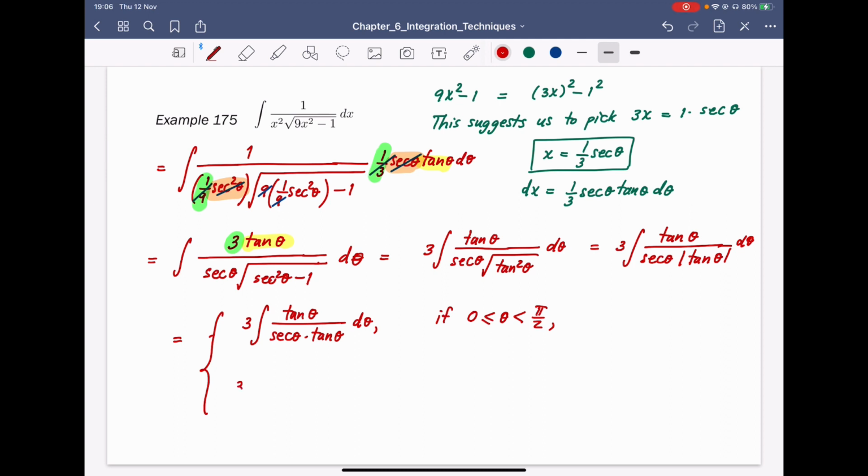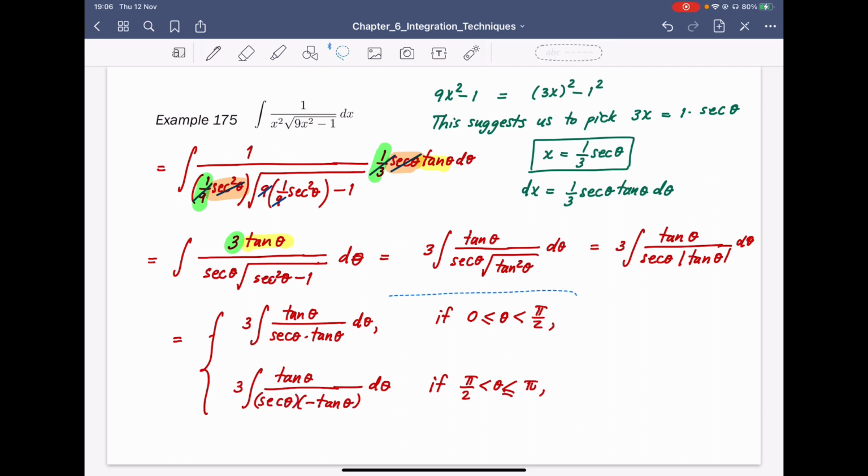Well, the second case, if you have theta that is in quadrant number 2, that means you're going to have the negative side here, right? Because your absolute value is going to give you the negative side.